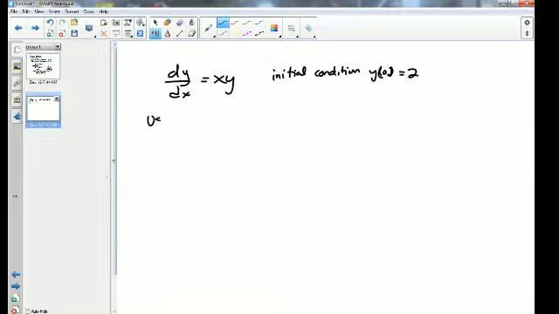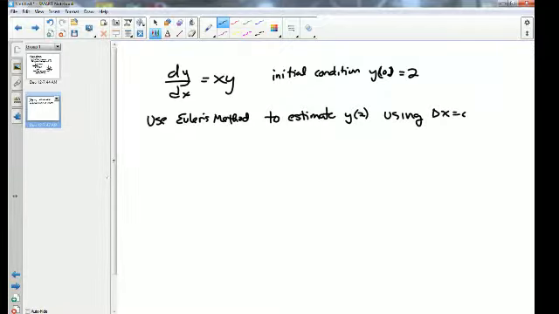The question might say use Euler's method to estimate y at 2 using the change in the x value 0.5, and I'll explain what that is. They might also say using 4 steps. Again, I'll tell you what that is.